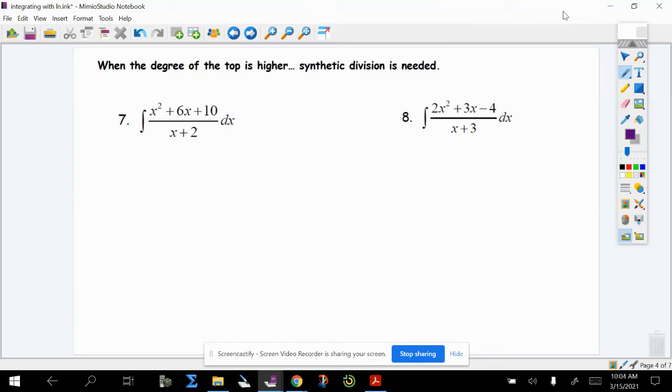So now we're still in section 5.2, which is integrating with natural log forms, but I want to show you two special cases. Both special cases will be in the same video. My first special case is, what if your degree is higher on top? If you look back at the ones we did in the first video, you'll notice that we always had a higher power in the bottom.